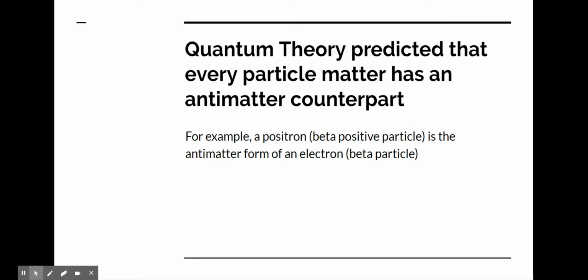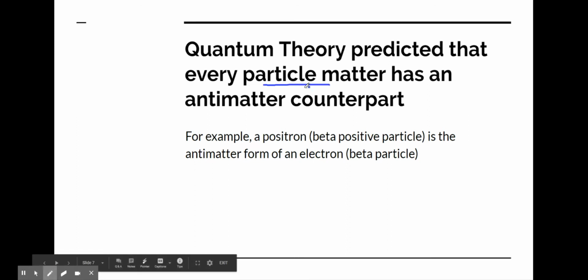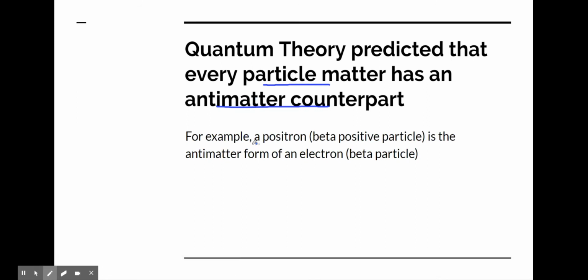Now, as you saw in Carl Anderson's experiment, there's this positron, this thing that is an awful lot like an electron, but has a positive charge. And this is something that quantum theory predicted, that every particle has an antimatter counterpart. So the positron, this beta positive particle, is the antimatter form of an electron, which we see as a beta particle. And so for every form of matter, electron, you have an anti-electron, and the universally accepted way to write an antiparticle is to use the same symbol as the particle, so e for electron, and then put a bar above it. So that's an anti-electron.